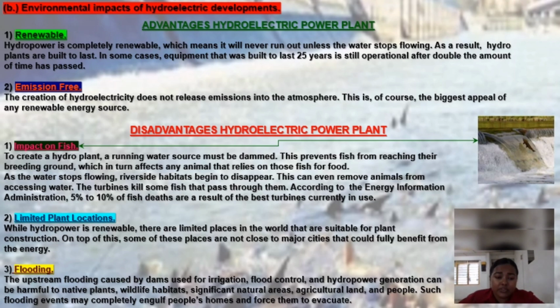Second, limited plant location. While hydropower is renewable, there are limited places in the world that are suitable for plant construction. On top of this, some of these places are not close to major cities that could fully benefit from the energy. Third, flooding. The upstream flooding caused by dams used for irrigation, flood control, and hydropower generation can be harmful to native plants, wildlife habitats, significant natural areas, agricultural land, and people. Such flooding events may completely engulf people's homes and force them to evacuate.